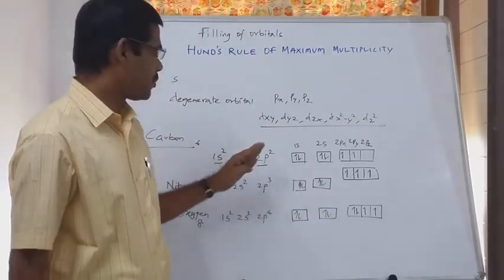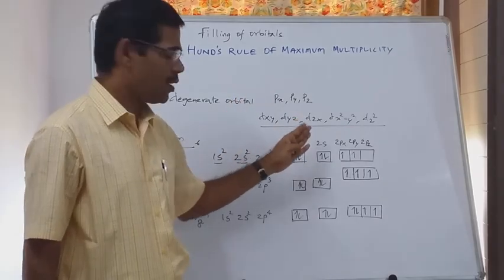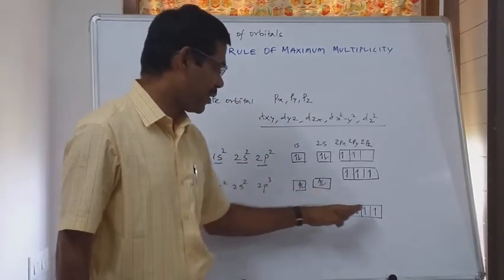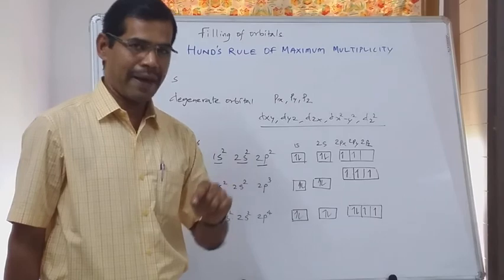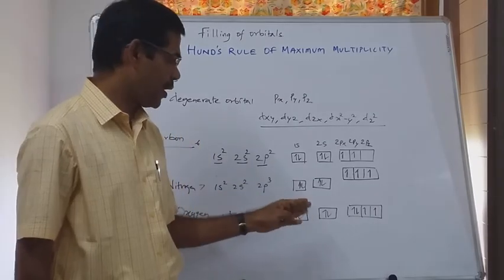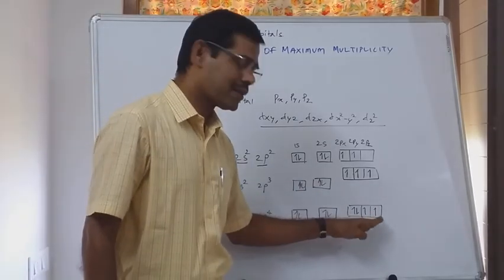According to Hund's rule, in the case of degenerate orbitals, where the orbitals have the same energy, electron pairing is not possible until all the orbitals are singly filled.